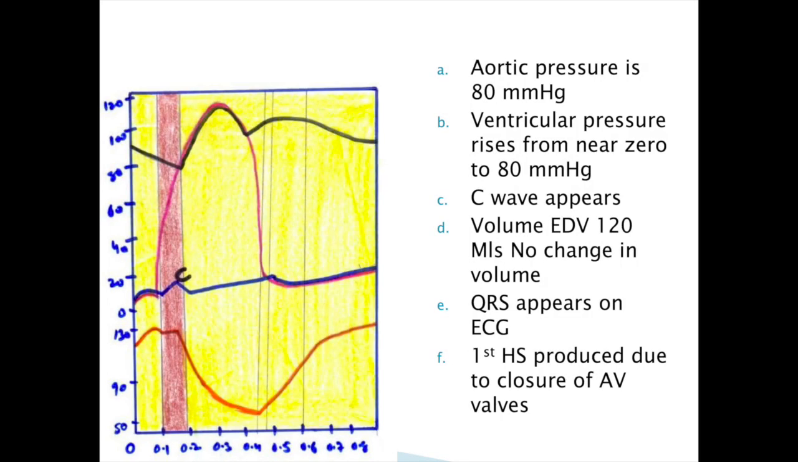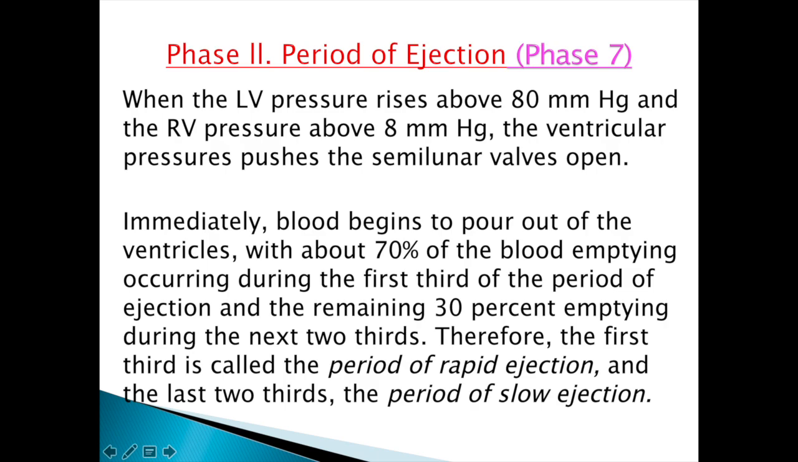If you see the curves, what is happening in all chambers of the heart, what is happening in the aorta, ventricle, atrial pressure and volume. Aortic pressure is 80 millimeter mercury, and ventricular pressure rises from 0 to 80 millimeter mercury to open the valve. The volume in the left or right ventricle is 120 ml, no change in volume. QRS appears in the ECG. This is the contraction period of the heart, and the first heart sound is produced due to closure of the AV valve. The second phase of ventricular contraction is the period of ejection.